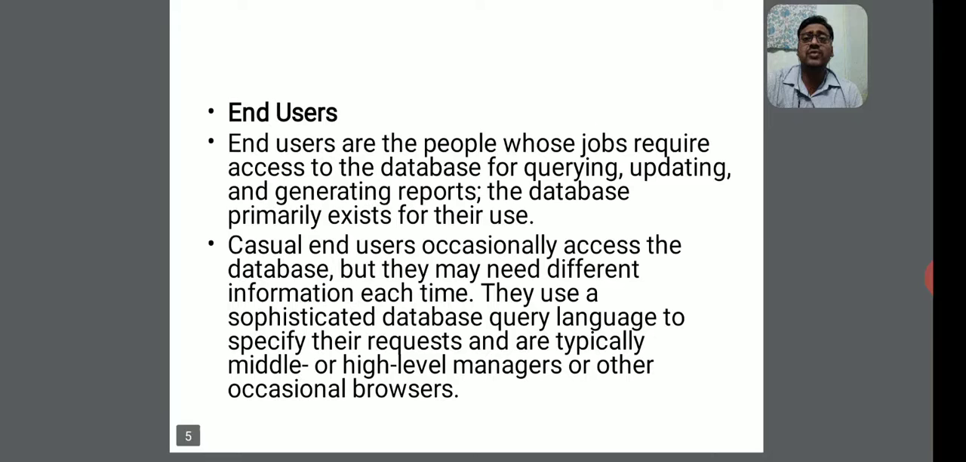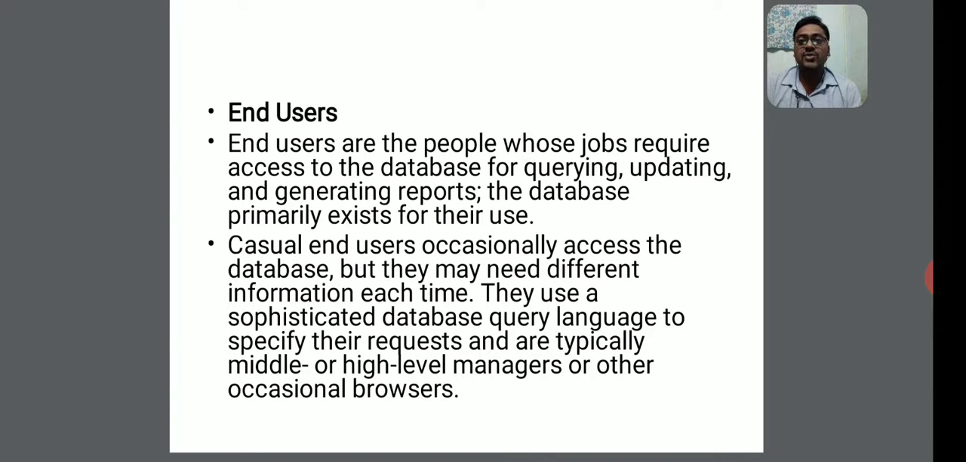Next we have the third set of users, who actually form the major part of the users of the database system. They are called end users. There are different types of end users actually. These end users are the people whose jobs require access to the database for querying, updating, and generating reports. The database primarily exists for their use. We are specifically designing our database for them. There are different types of end users. The first are casual end users.